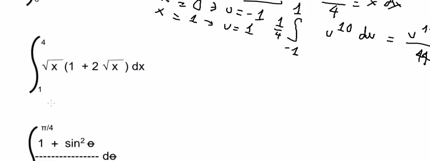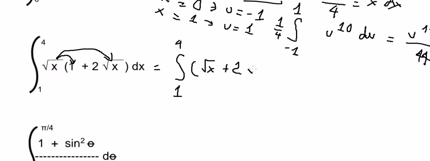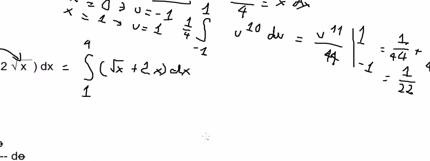Let's go to the second one. Square root of s we multiply by 1, and 2 multiplied by the square root of s. So you get from 1 to 4, square root of s plus 2s ds. So we get the integral from 1 to 4, s to the power of 1 over 2 plus 2s ds.